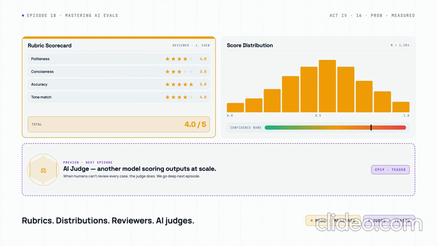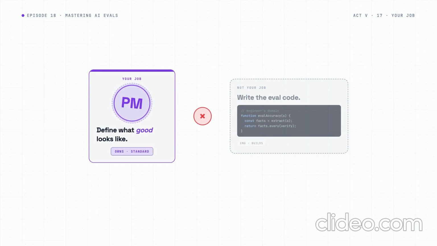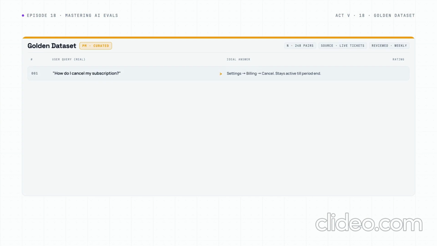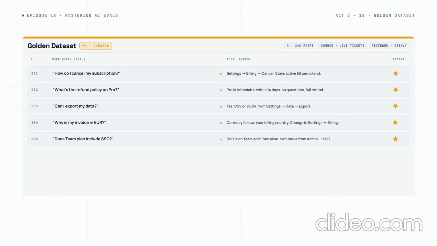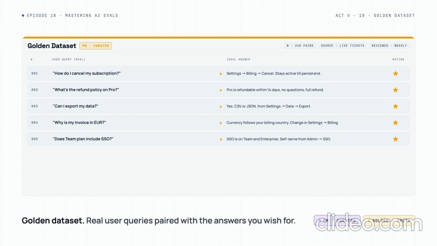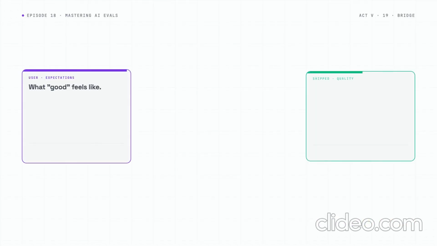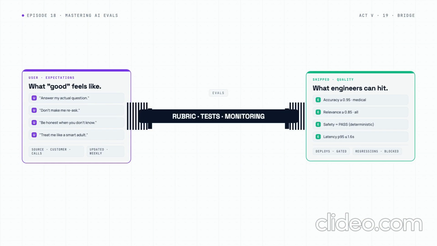Here's the part that lands on you, the PM. Your job isn't to write the eval code. Your job is to define what good looks like. You curate the golden dataset, the real user queries paired with the answers you wish the AI would give. You write the rubrics. If you don't set the standard, your engineers won't know what target to hit. Evals are the bridge between user expectations and shipped quality.